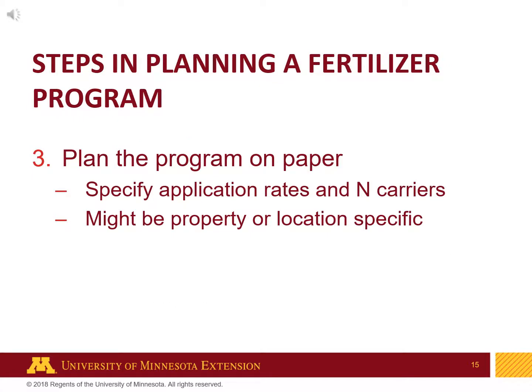Now that you have a general idea of when the nitrogen should be applied to the turf, you should begin planning specifics of the program. These specifics should include application rates, type of fertilizer, and target date of application. Keep in mind the many factors that will affect annual nitrogen needs, as these may require fertilizer programs to be property or location specific.